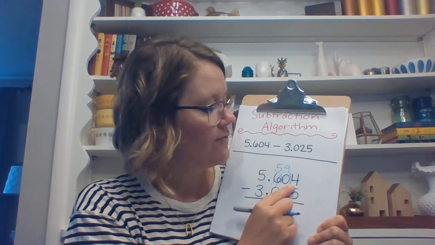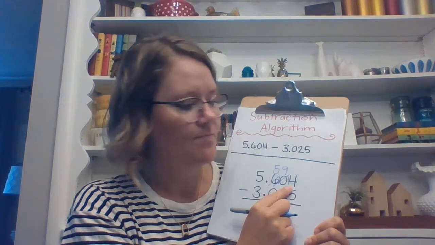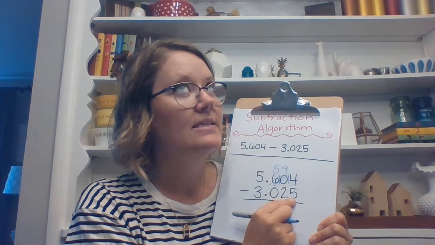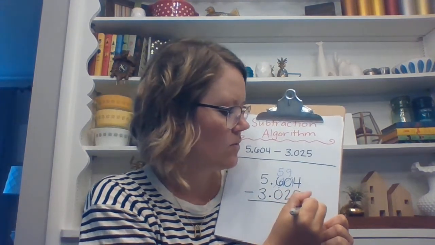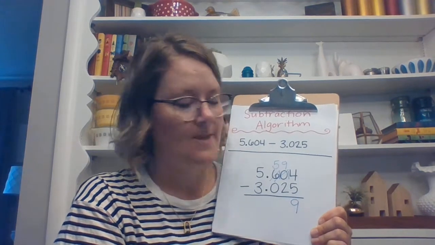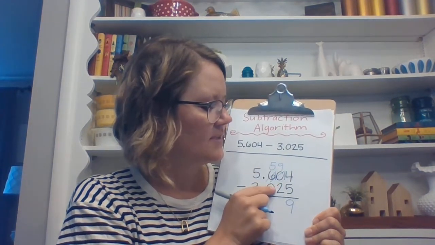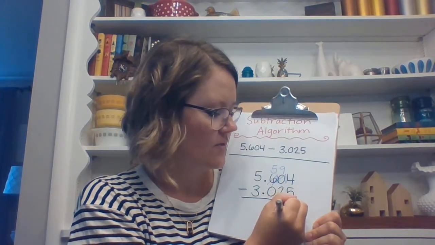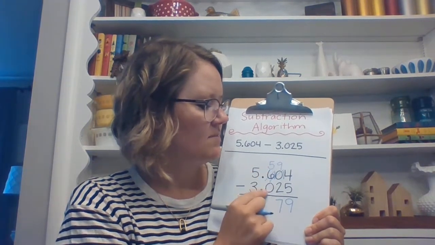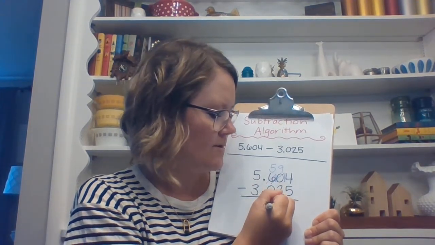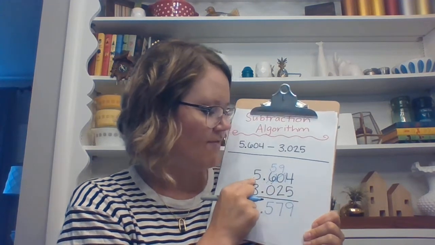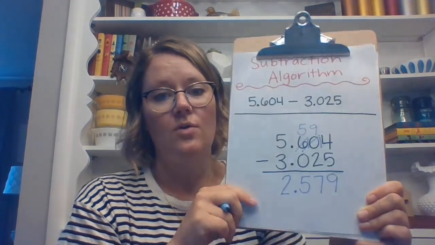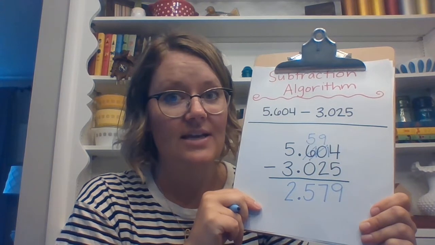Okay, so now I've got 14 thousandths minus 5 thousandths. So I know 14 minus 4 would be 10, minus 1 more would be 9. So I'm left with 9 thousandths there. Then I have 9 hundredths, and I'm going to subtract 2 hundredths. 9 minus 2 is 7 hundredths. And then I have 5 tenths minus 0 tenths. That's pretty straightforward. 5 tenths. Then I have my 5 ones minus 3 ones, and that is 2. Okay, so my answer is 2 and 579 thousandths.